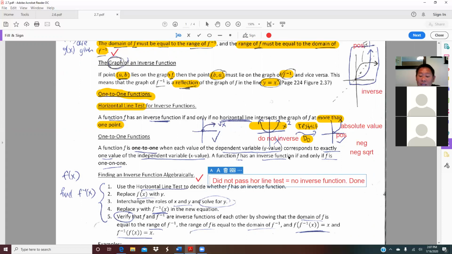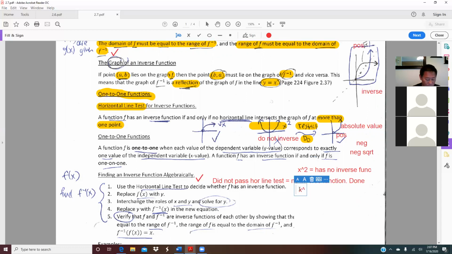So for example, if I just give you x squared, this one has no inverse function because it does not pass the horizontal line test, since it's a whole parabola. So you're done. But what happens if I say x squared, x is greater than 0? Then this will pass the horizontal line test, because it will be the one we just talked about.